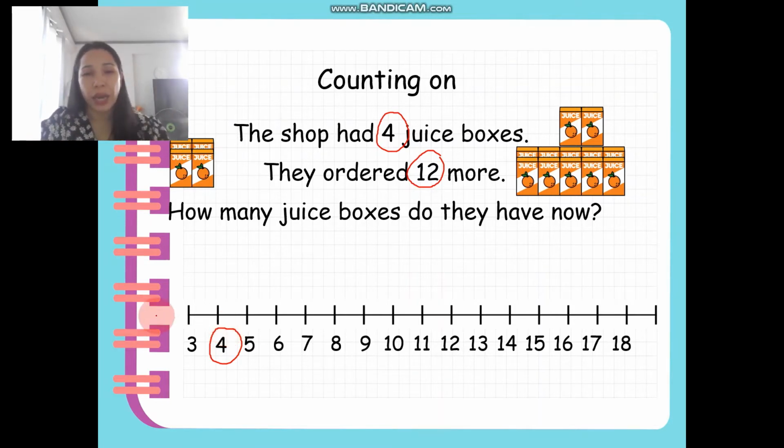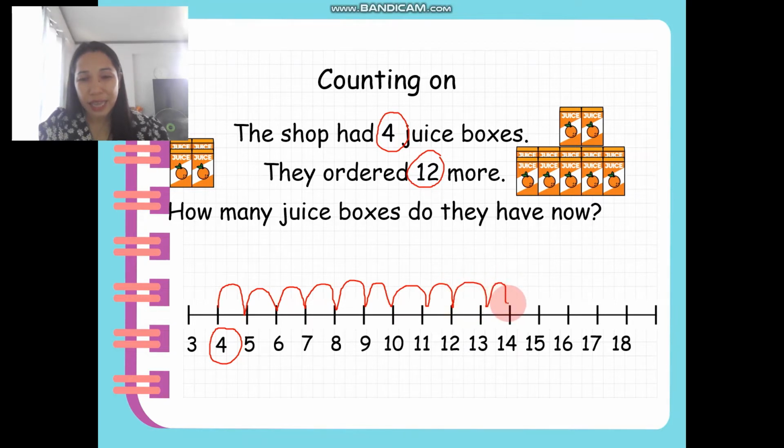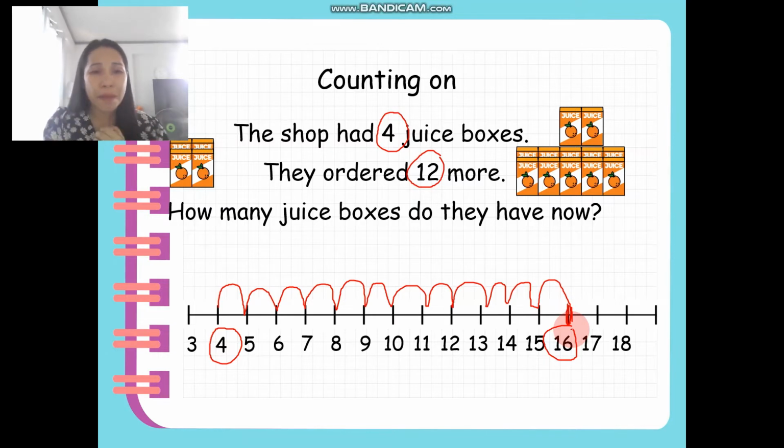Oh, that's a lot of jumps. So I'm going to jump 12 times. So that's 1, 2, 3, 4, 5, 6, 7, 8, 9, 10, 11, 12. So after jumping 12 times, I ended up at number 16. So therefore, 4 plus 12 is 16. But we can make it easier. I'm going to give you a tip. You can also do the opposite.